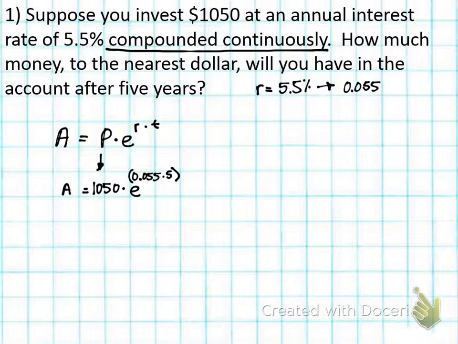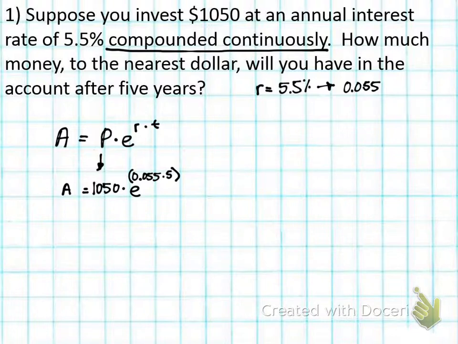A is already isolated by itself on the left side of the equation, so I just need to do my calculator work right now in one fell swoop, okay? So I'm going to use PEMDAS, right? So we have parentheses in the exponent, so I'm going to solve my parentheses first, and then put e to that power, and then multiply that by 1,050, okay? So thinking ahead what I'm going to do. Taking my calculator out, clearing my old calculations. Okay, here we go.